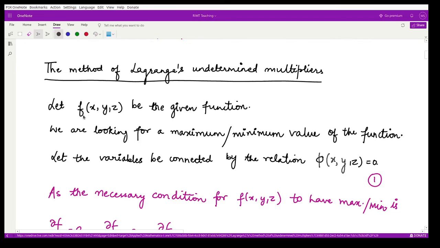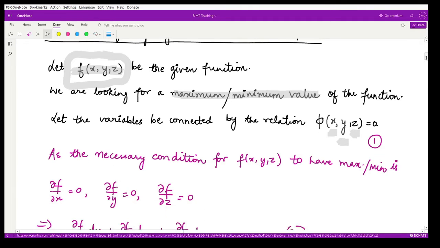So suppose this function f of x, y, z is given to us. What we are seeking is a maximum or a minimum value of the function. But in addition to this function f of x, y, z, we are also given a restriction or constraint on the function, which relates these three variables x, y and z. So let us for the time being name this to be the function phi of x, y, z is equal to 0.